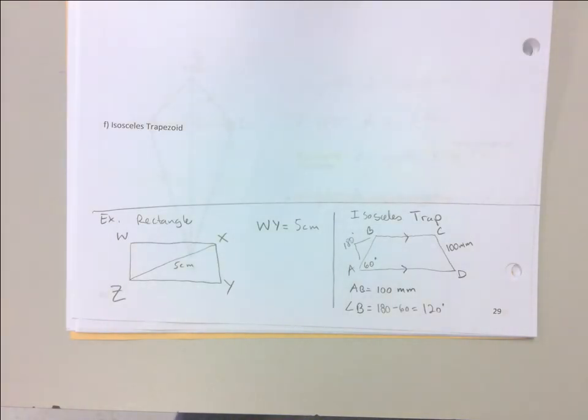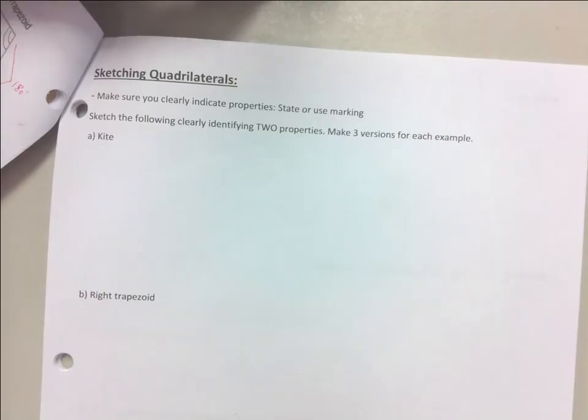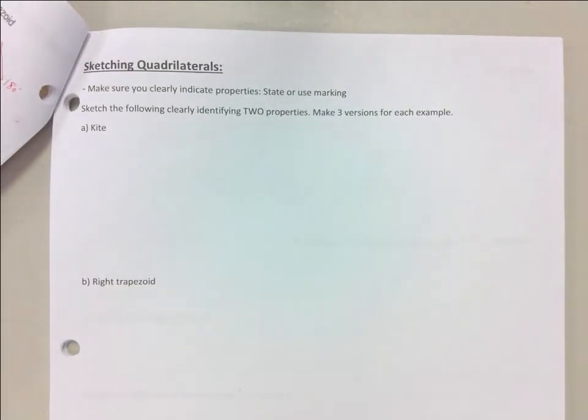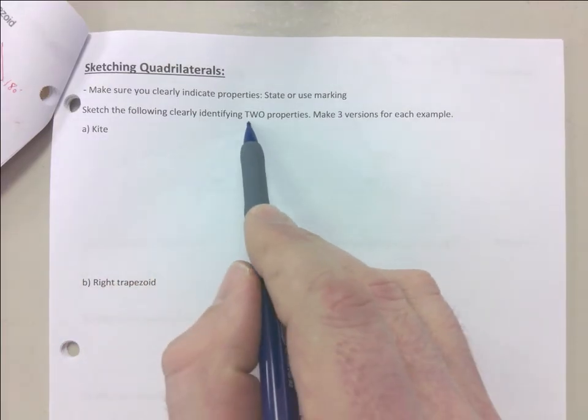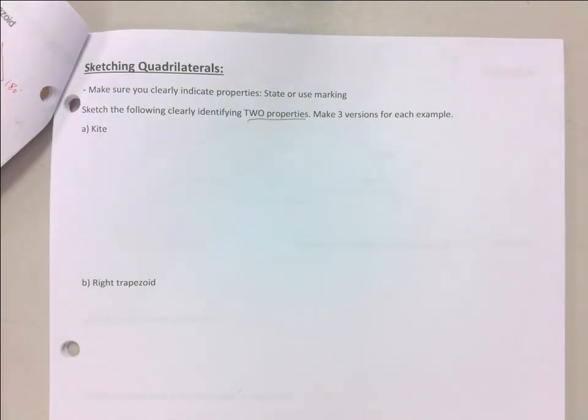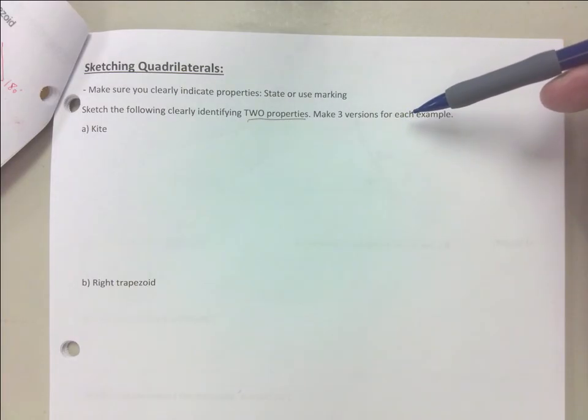So some questions are just as simple as this, and then others, sometimes they'll ask you to sketch and identify the properties. Either tell me what they are or mark them, okay? So let's go to 28 here. Sketching quadrilaterals. Sketch the following and clearly identify 2 properties. Make 3 versions of each example. I don't think that this is necessary, but I will give you a couple so that you know. This is on page 28.